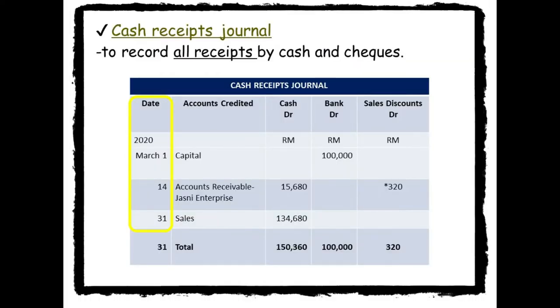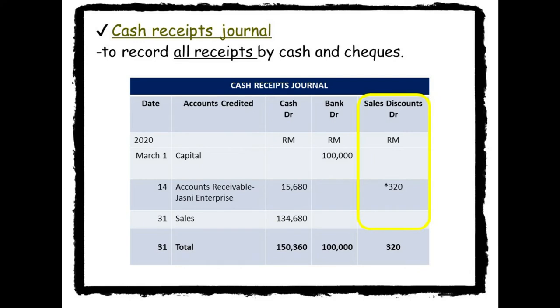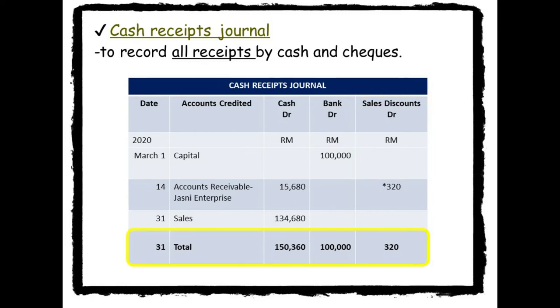Now, let's look at cash receipts journal. It is used to record all receipts by cash and checks. At the first column, we are going to record the date of transaction. Then, in the account credited column, we would write the title or name of the account that is credited in ledger as a result of cash inflow. In cash column, the amount of cash received is entered, while in bank column, the amount of check received is entered. In the sales discount column, we record the amount of sales discount given to debtors or customers. And lastly, we would sum up the amount of transactions at the end of the month.